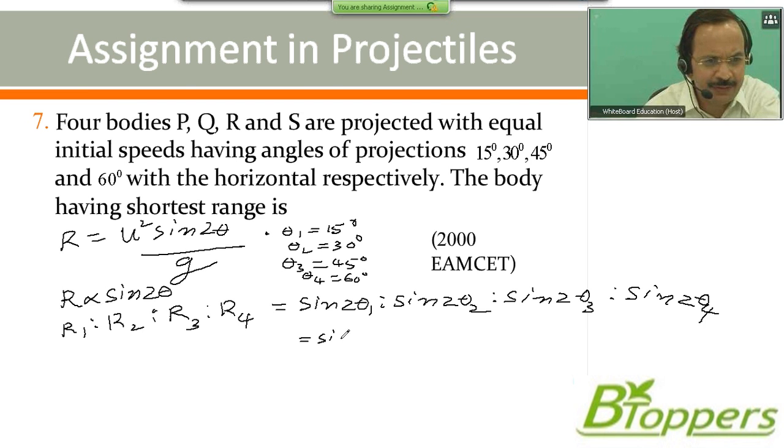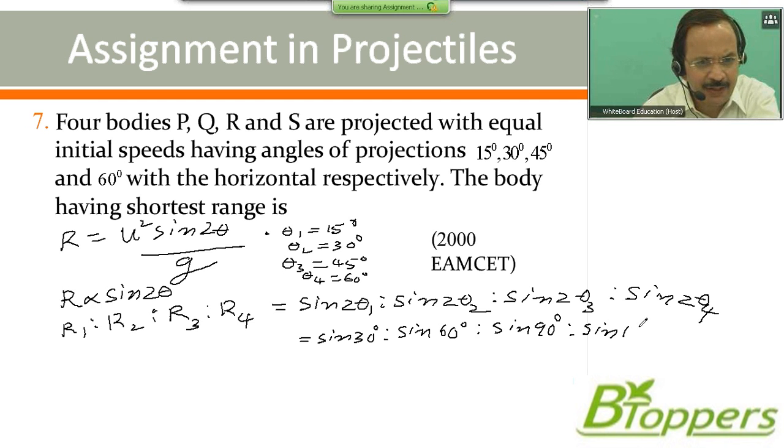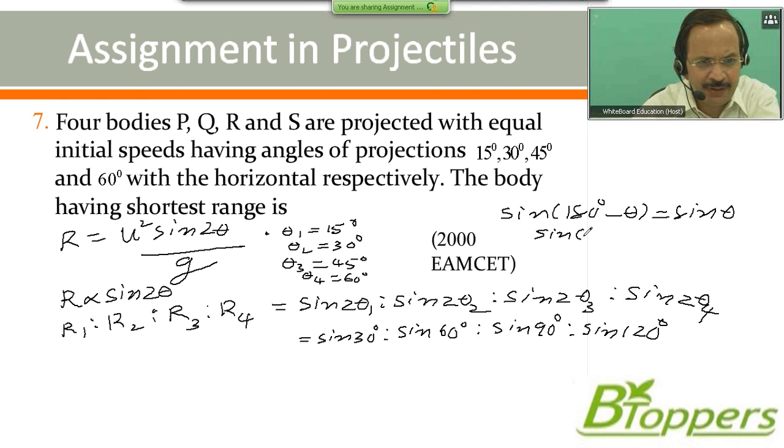So sine 2 theta 1 becomes sine 30 degrees. Sine 2 theta 2 becomes sine 60 degrees. Sine 2 theta 3 becomes sine 90 degrees. Sine 2 theta 4 becomes sine 120 degrees. Sine 120 degrees is the same as sine 60 degrees. You must know the formula in trigonometry: sine of 180 degrees minus theta is the same as sine theta. So sine 120 degrees can be written as sine of 180 minus 60 degrees, that is the same as sine 60 degrees.